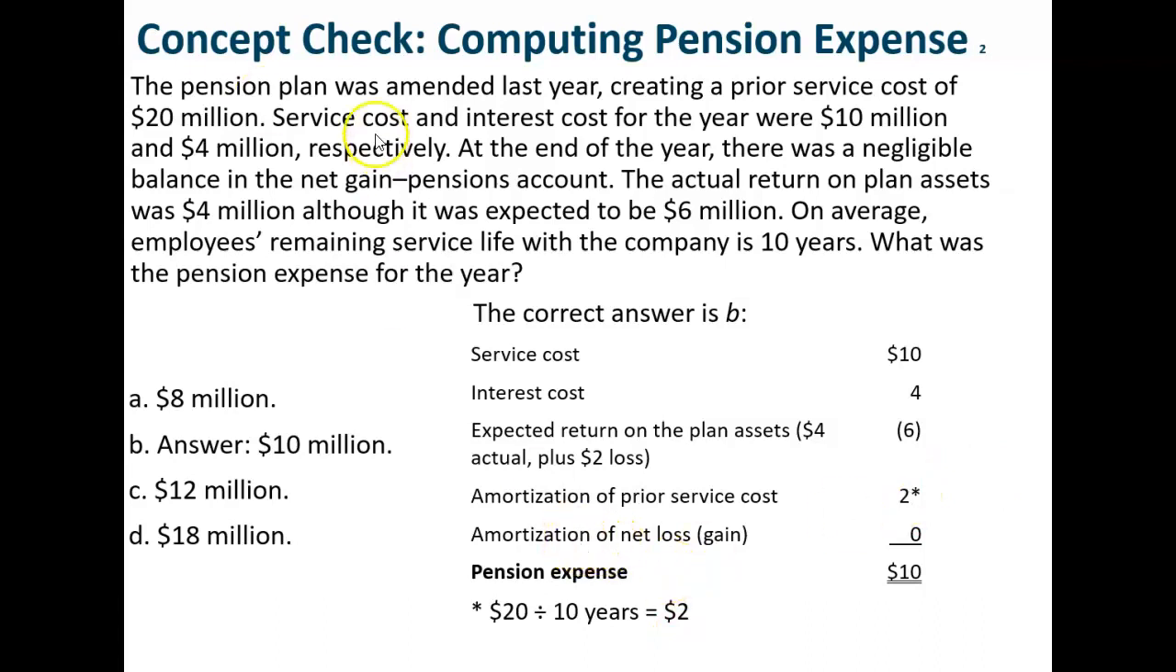And it says that the net gain is negligible, so it could not have exceeded the corridor. If it didn't exceed the corridor, leave it alone. Amortization of net gain or net loss is 0. Therefore, pension expense is $10 million.